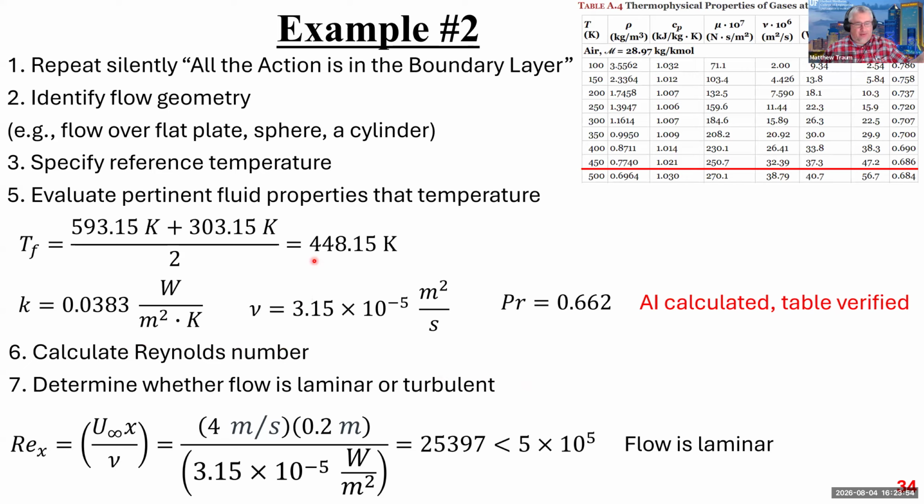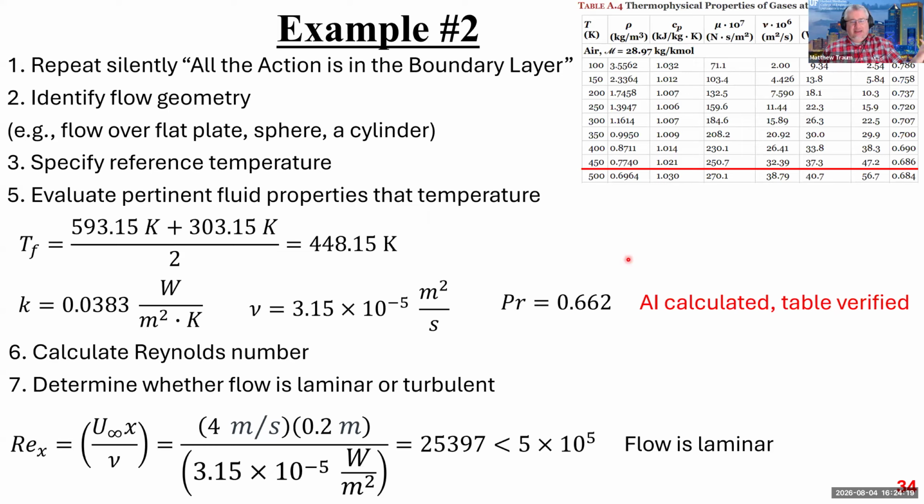Okay, so I've got my film temperature of 448 Kelvin. Same deal as before, right? Back in my day, we would have looked up this value in a table or interpolated between two entries in a table because this is a non-standard value. You guys have AI, so you could just ask AI what the value is. But again, make sure that you are checking your values against something that is a verifiable source of truth, right?